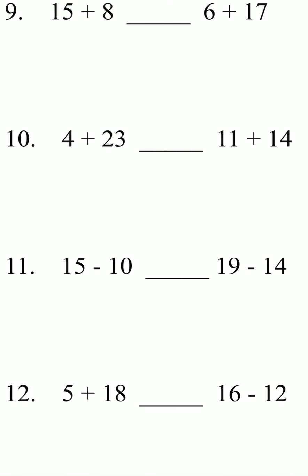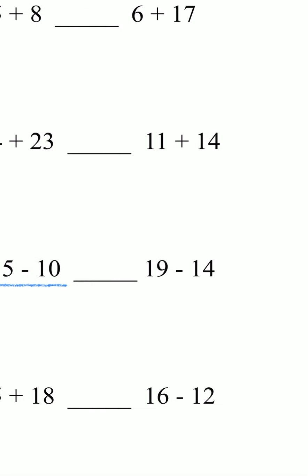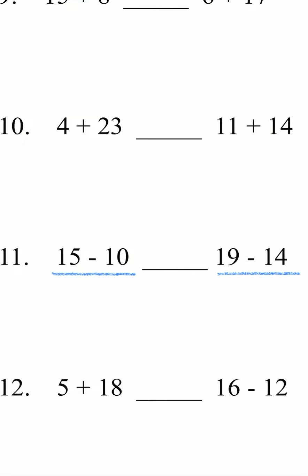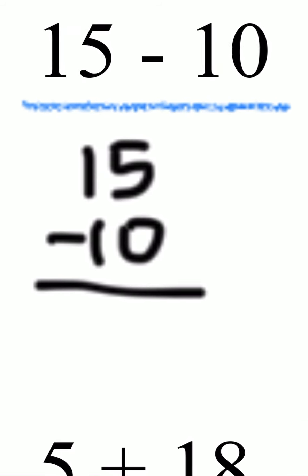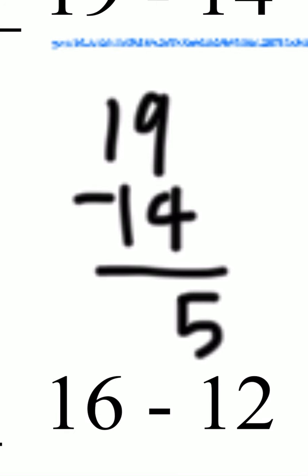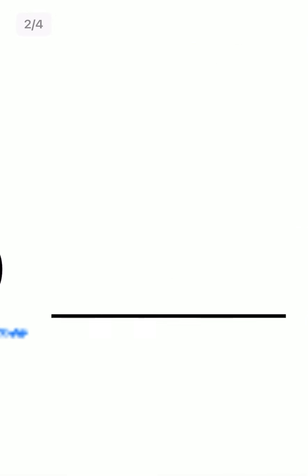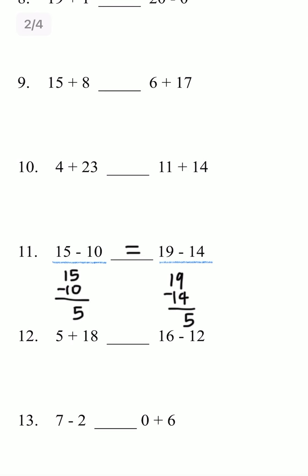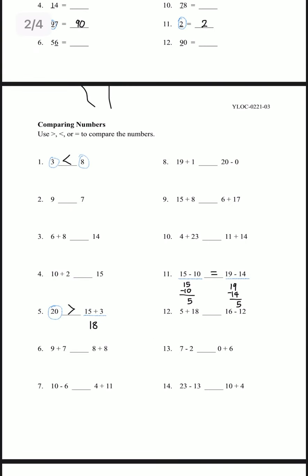Let's look at number 11. We have to compare 15 minus 10 and 19 minus 14. 15 minus 10 is 5. And 19 minus 14 is also 5. So we have to draw an equal sign to show that these numbers are equal. Let's move on to the next page.